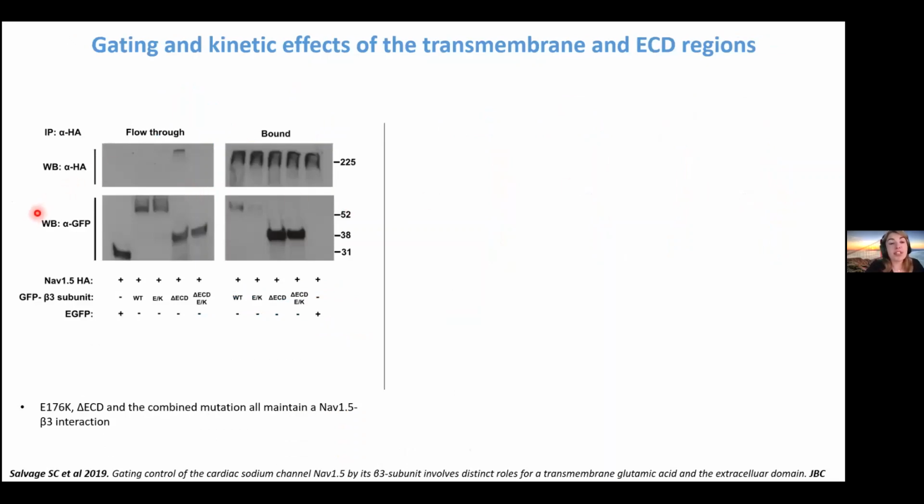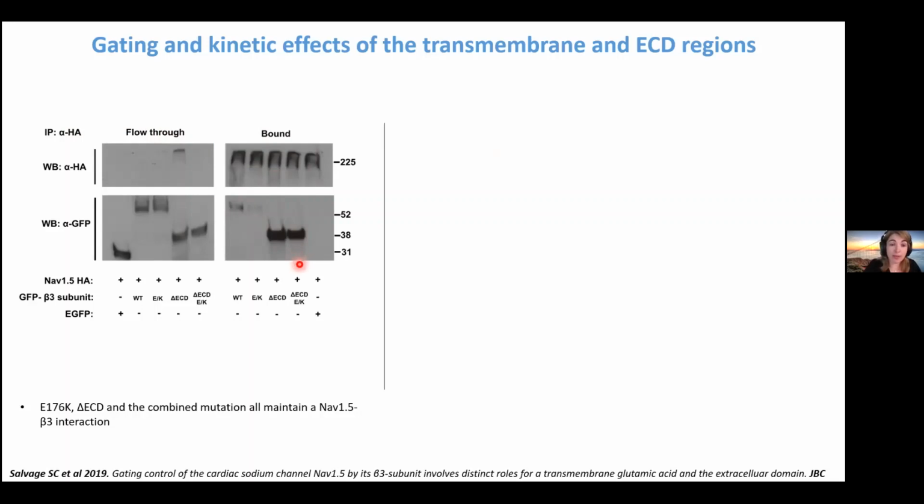So the first thing we did was just to check, did any of these mutations disrupt the alpha-beta interaction? We carried out an immunoprecipitation. The Nav1.5 subunit is tagged with an HA, and we used an antibody to this to pull it down. So this is the bound fraction, and this is the unbound, or the flow-through. And you can see Nav1.5 was pulled down in all samples, and with that came the full-length beta 3, the E to K mutation, and then those beta 3 subunits lacking the extracellular domain, alone or together with the E to K. So this highlights that there are multiple points of interaction throughout the beta subunit that maintain that interaction with Nav1.5.